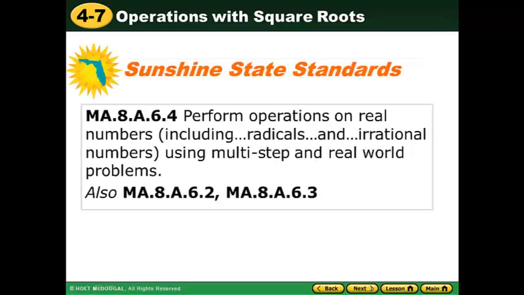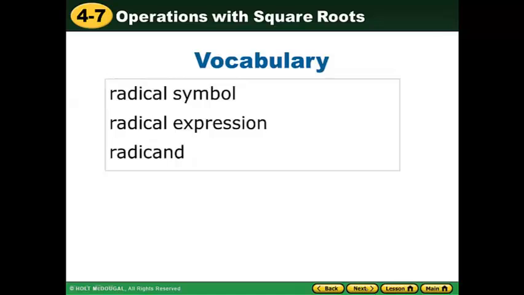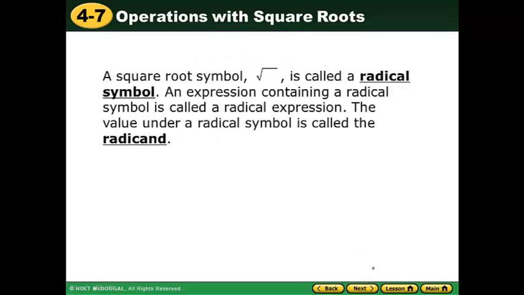So we'll be learning how to perform operations on real numbers, including radicals, which is what we're dealing with now. Okay, here are our vocabularies again. So we have a radical symbol, which you already know what that is. Radical expression, and now we have radicand. Okay, the new word you do not know is the radicand. The number below the square root is called the radicand. So put that in your notes. The number that is right below the little square root symbol, that's called a radicand.